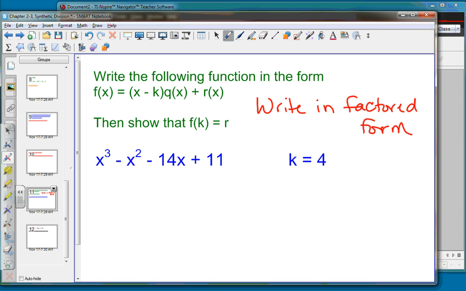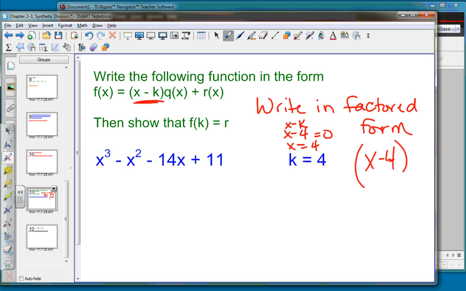If I take this polynomial, x cubed minus x squared minus 14x plus 11, and do synthetic division at 4, what is k? k is 4. So x is equal to 4, which means x minus 4 is equal to 0, which is x minus k. That's all it is. It's telling you that k is 4, so in factored form you're going to have x minus 4 in the front. That is your x minus k.